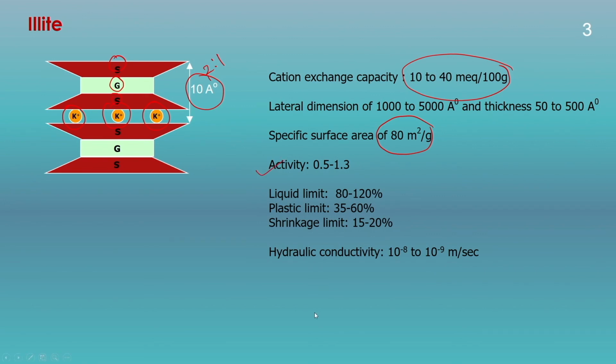of 0.5 to 1.3. The liquid limit of illite is between 80 to 120%, the plastic limit is between 35 to 60%, and the shrinkage limit is a bit higher in comparison to montmorillonite, and it will be around 15 to 20%. Due to its less swelling tendency, the hydraulic conductivity of illite will be in the range of 10 to the power minus 8 to 10 to the power minus 9 meter per second.